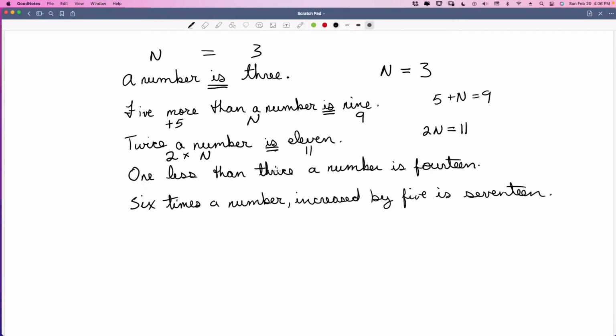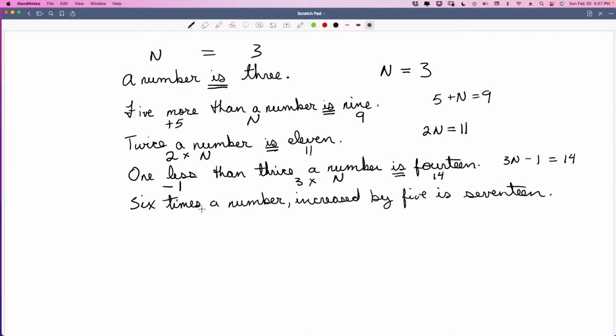So on the fourth sentence, we find our is, that's our equal sign, and then our equals 14, so we put our 14 here. We have our a number. This is our unknown or our wild card. So we put our capital N for our variable. 1 less, that means we're going to be subtracting 1. 1 less than thrice a number. Thrice is like twice. It's a fancy way to say 3 times. So 3 times n, minus 1. So that's what we would write. 3n minus 1 equals 14.